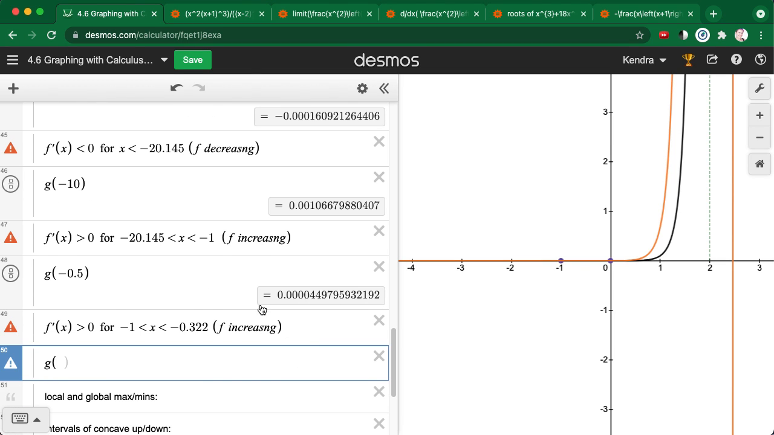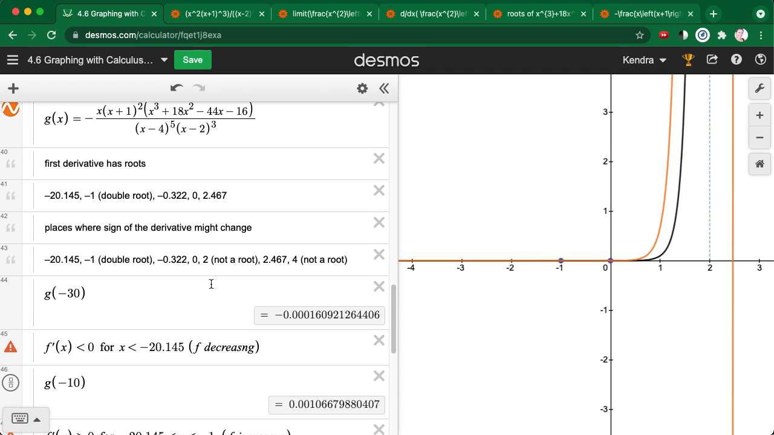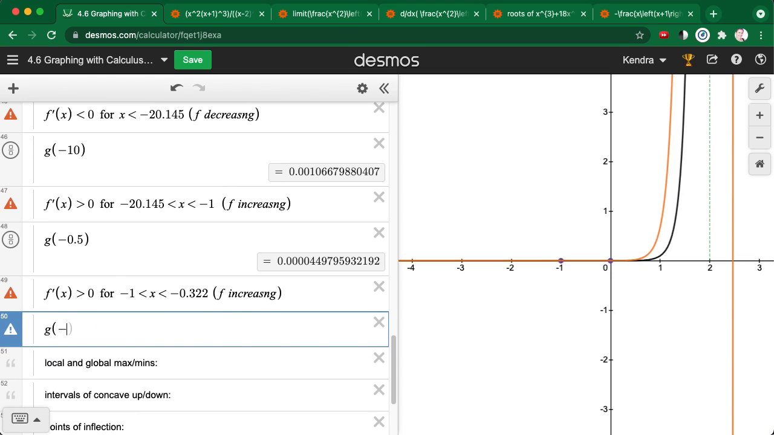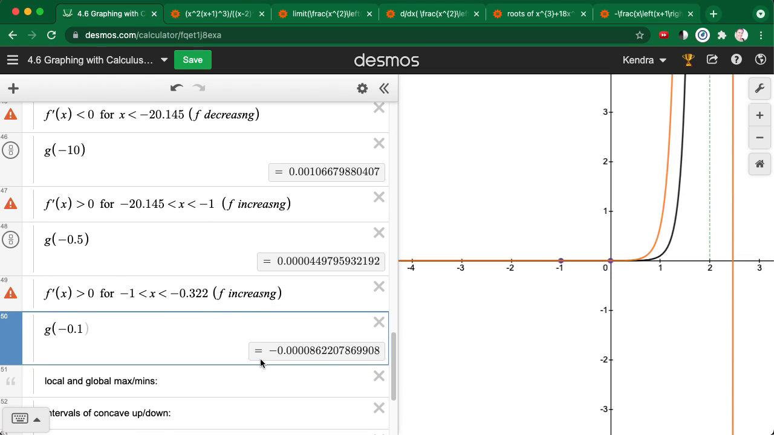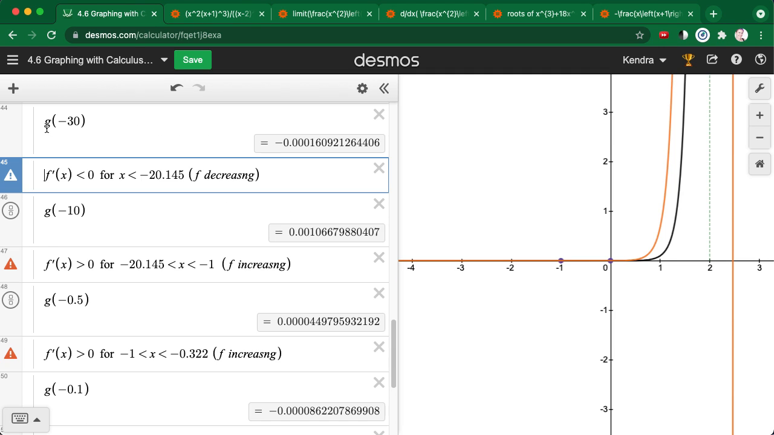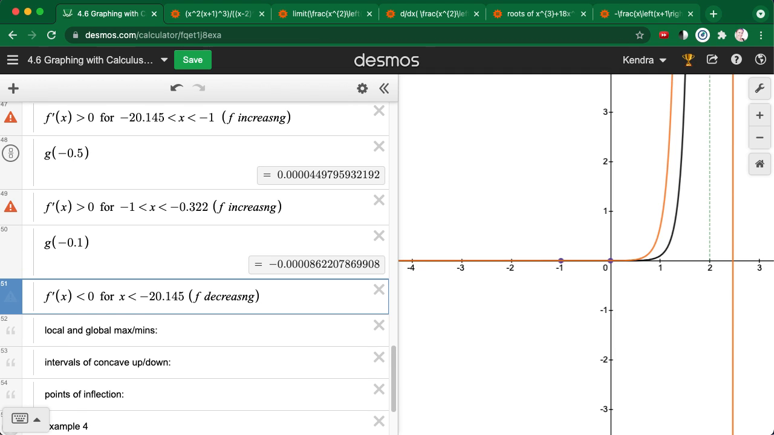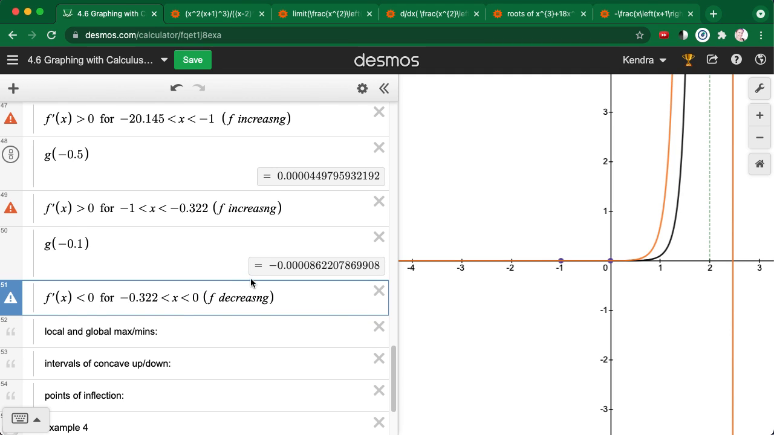Let's take g of, from negative 0.322 to 0. So negative 0.1, that is negative. So that means the first derivative is negative for x between negative 0.322 less than x less than 0. All right.